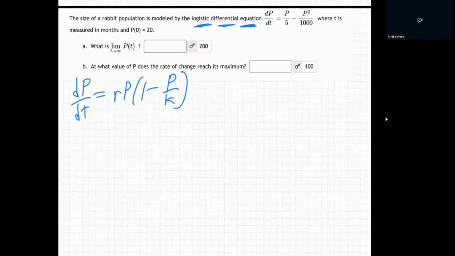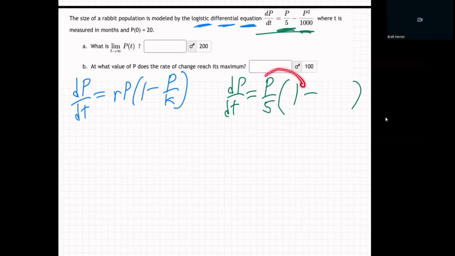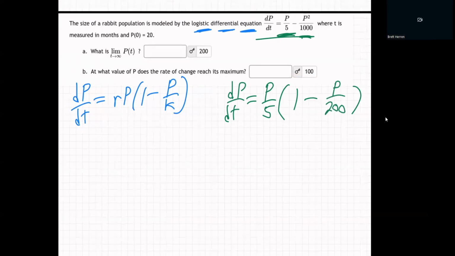So, okay, how do you make it look like that? Well, first off, we've got to factor out something, and we've got to have a 1 in there. So I take this equation, dP/dt, and factor out the P over 5. That'll be 1 minus, right? Because P over 5 times 1 will be P over 5. See, I'm making it look like that. And then what goes here? Whatever works to go back. It's going to be P over 200, because I'll check it: 5 times 200 will go back to 1,000. P times P will go back to P squared.